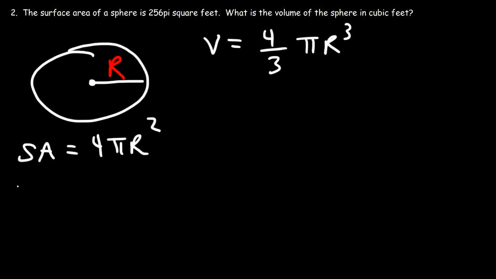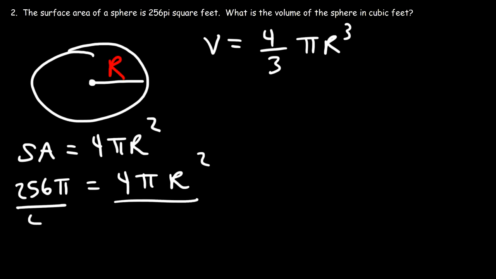So the surface area is 256 pi. And let's solve for r. So what we need to do is divide both sides by 4 pi. On the right, these two will cancel. On the left, we could cancel pi. And so 256 divided by 4 is 64. So we have 64 is equal to r squared.